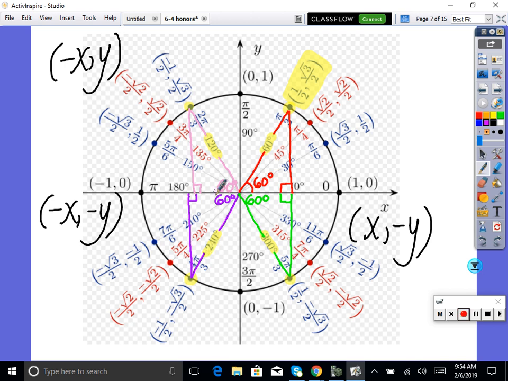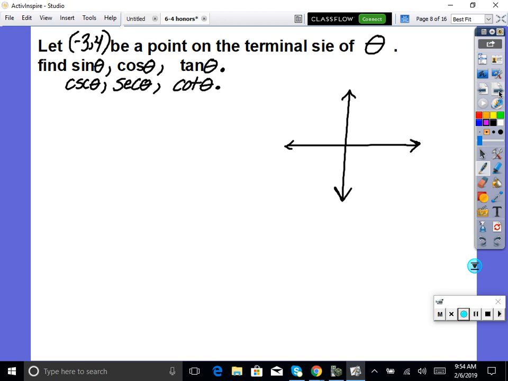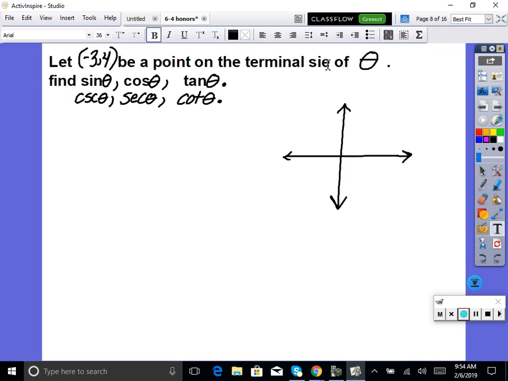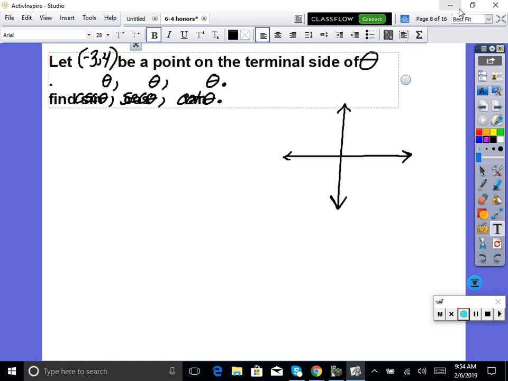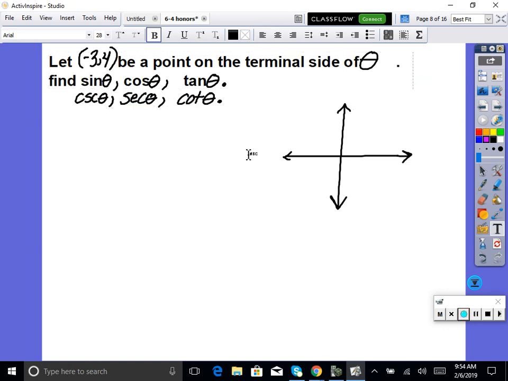Doesn't 240 also have a reference angle of 60? Because there's a 60-degree distance from 240 to 180. So hopefully you're kind of seeing the idea here. All right, so let me fix this real quick. It's just bugging. Okay, look how easy this one is.